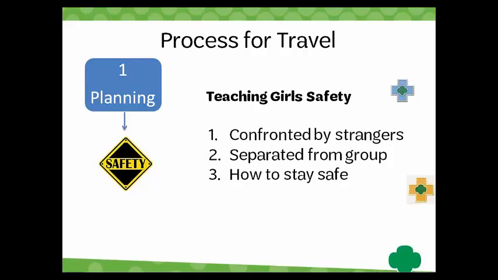But here are some examples of things that you want to go over with your girls. So teach them what to do if they're confronted by strangers. Make sure you have an agreed upon signal to use if they're uncomfortable. Teach them how to react when confronted by a stranger who's bothering them. You want to teach girls what to do if they become separated from the group. Identify safe sources of help, who and who not to ask for help.